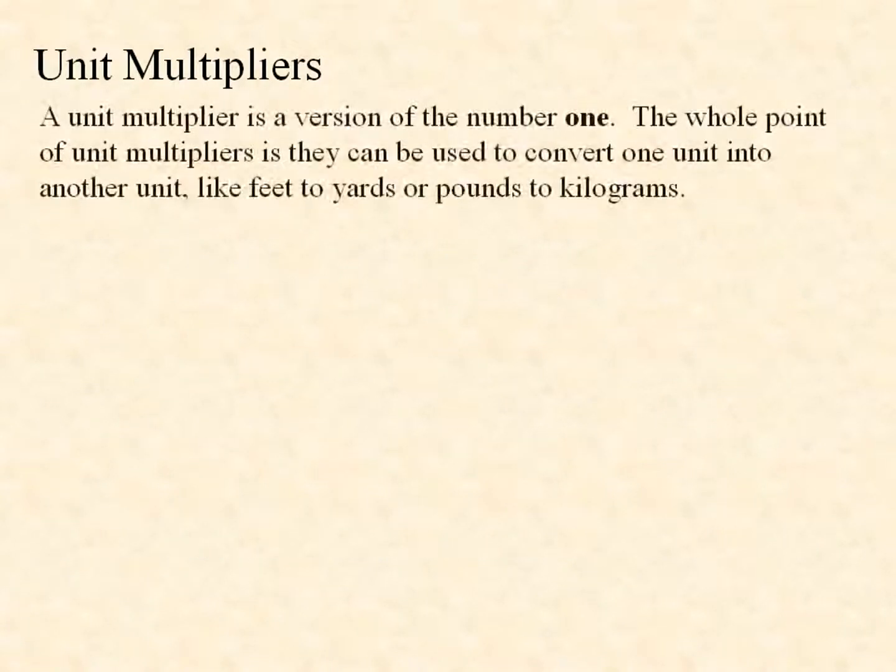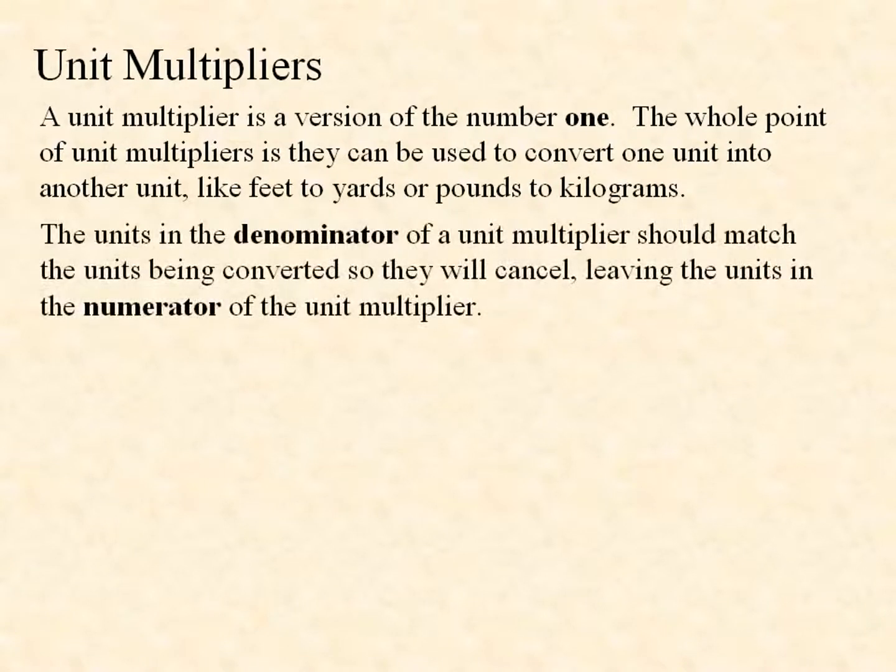A unit multiplier is a version of the number 1. The whole point of unit multipliers is they can be used to convert one unit into another unit, like feet to yards or pounds to kilograms. The units in the denominator of a unit multiplier should match the units being converted, so they will cancel, leaving the units in the numerator of the unit multiplier.